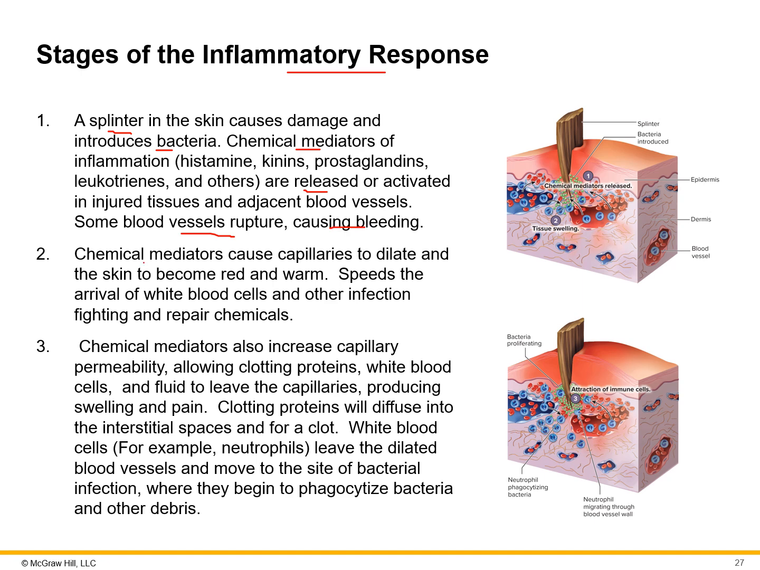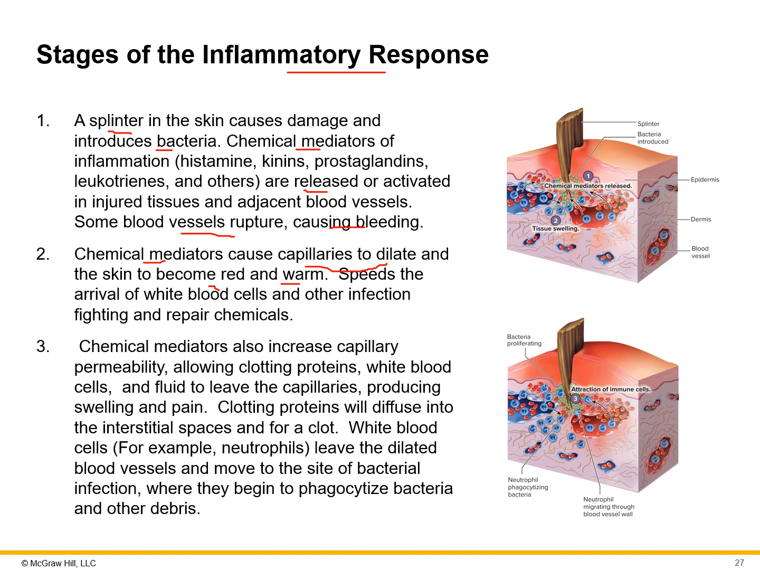Now, those chemical mediators, whichever ones they may be, cause those capillaries, again, to dilate, trying to let those white blood cells out. So that's going to cause the skin to become red as more blood is in the area, and because there's heat contained within that, it also warms the skin. Now, the speed of that depends on a few other things.